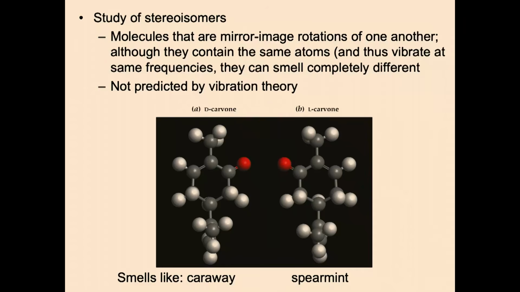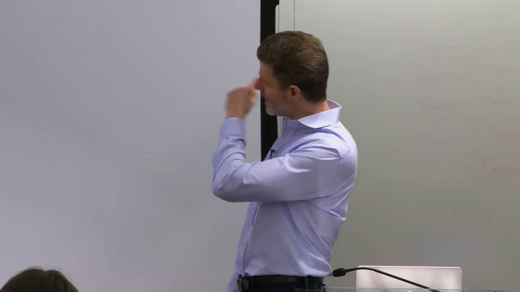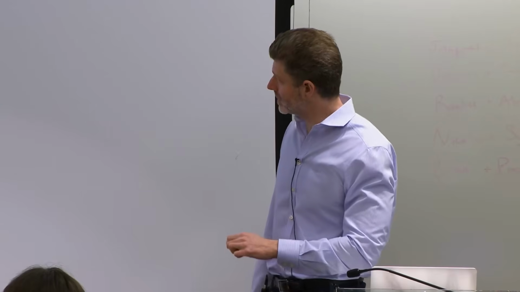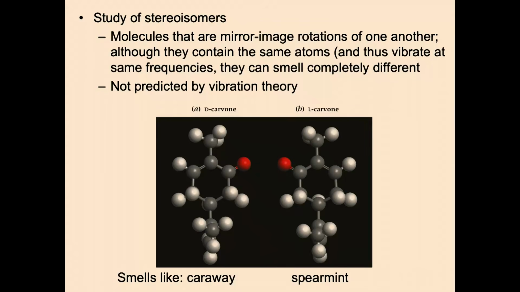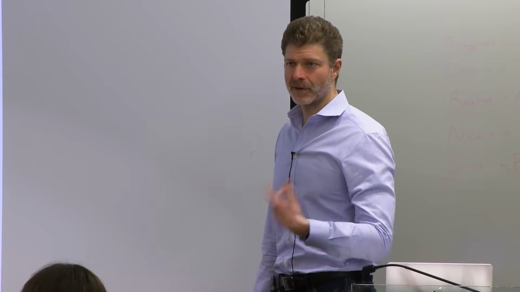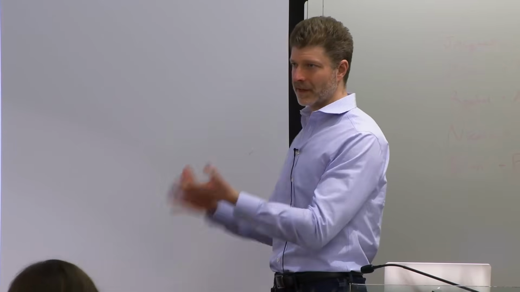Okay, so another piece of evidence that's relevant to this is stereoisomers. These are molecules that are mirror image rotations of one another. So they have different shapes, but they contain the same atoms and thus vibrate at the same frequencies. But they can smell completely different. Okay, so like here's an example. These are 2 molecules. One of them smells like caraway. One of them smells like spearmint. Okay, so it's hard to know how you would explain that unless you have some mechanism that's kind of based on shape.